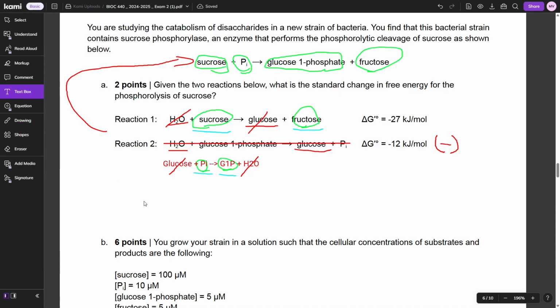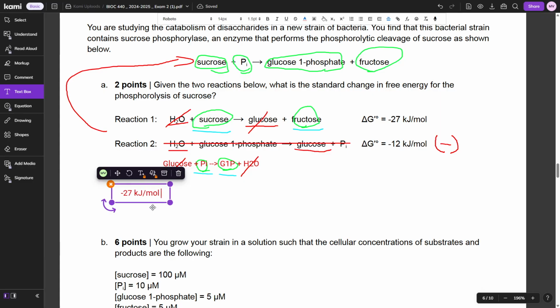So I flipped the second reaction, so I gotta do negative 27 kilojoules per mole plus, I'll do this the right way, technically it should be negative 12, right? That's technically how you do it, but you could totally just write plus 12 and call it good. They're not going to dock you if you do that. I'm actually going to delete this so it doesn't look as cluttered, but make sure you write units again. This is going to be equal to negative 15 kilojoules per mole.